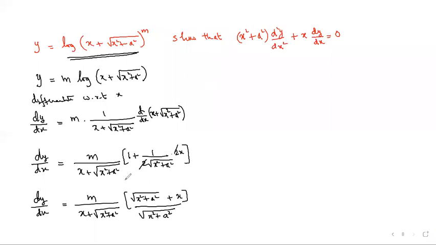This is a speciality. This and this will get cancelled. Please don't forget this. Whenever you see this function, you must remember this cancellation. Then only you will be able to understand. Otherwise, you'll make some mistake and won't be able to come to that conclusion. So dy by dx became a very small term, m upon root x square plus a square.